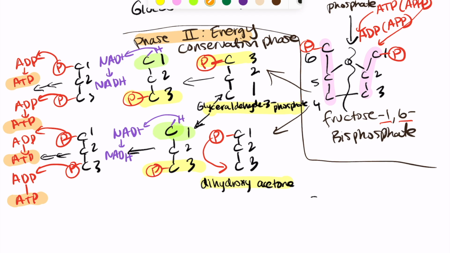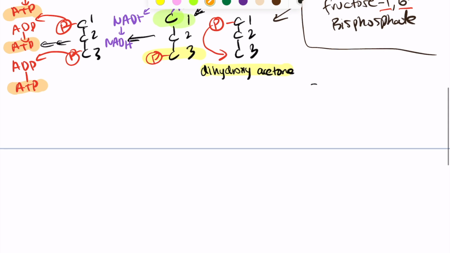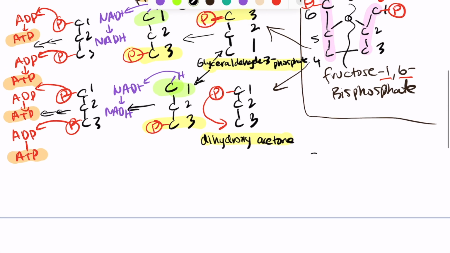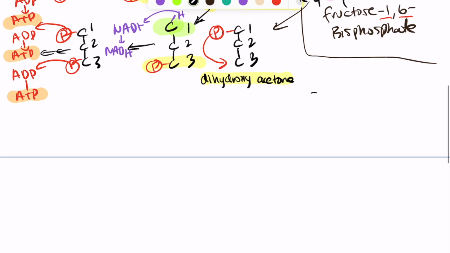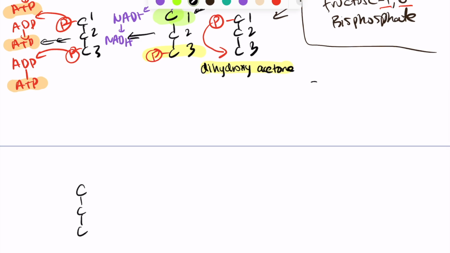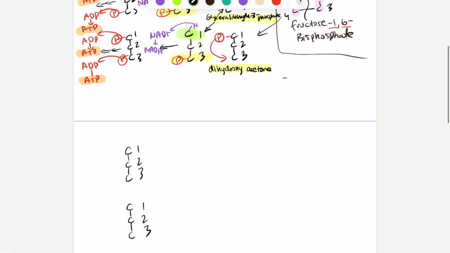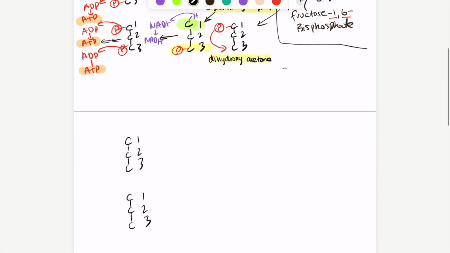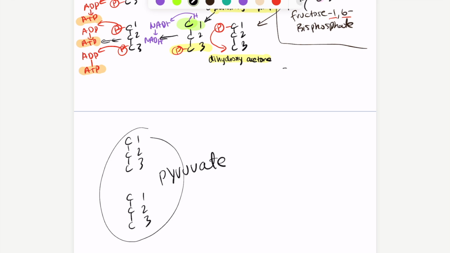And now when we remove all of these phosphates, what are we left with? We have 3 carbons each. Carbon 1, 2, 3. Carbon 1, 2, 3. And they don't have any more phosphates, right? Their phosphates are gone because they went to ATP over here. So these are pyruvate. Yay! They are pyruvate. So we make 2 pyruvate at the end of glycolysis.